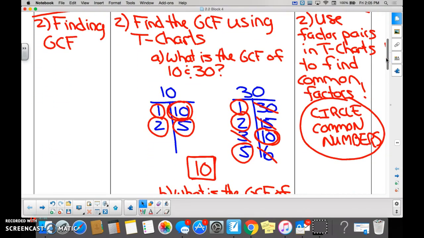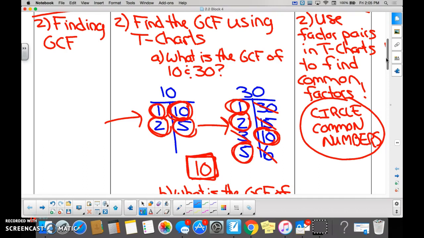So you all did this. We have 10 and 30. We said the greatest common factor of 10 and 30 was what? 10. We found all the factors of 10 using our factor pairs, using our T-chart. We found all the factors of 30 using our factor pairs and T-chart. We circled the ones that were in common. Yes, no? Yes. So we circled all the ones in common, and if they weren't in common, we crossed them off. What is the biggest number that 10 and 30 have in common? 10. That's our answer, right?